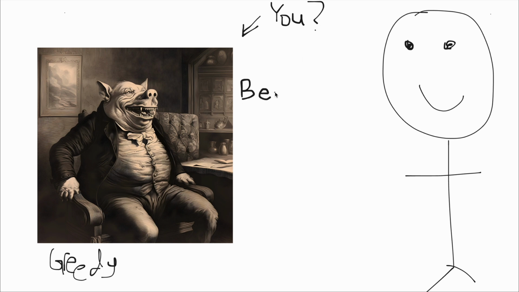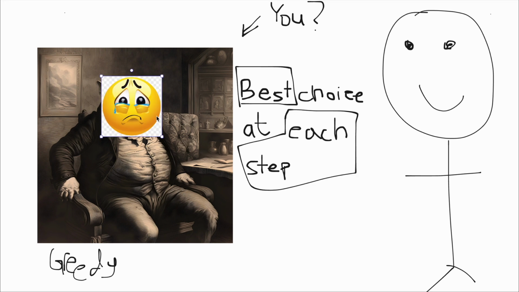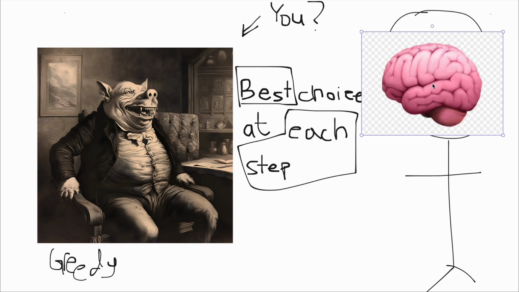A greedy algorithm makes the best possible choice at every step. No looking back and no thinking ahead. It grabs what looks best right now and hopes that it leads to the best overall solution. And sometimes it actually works, sometimes it completely fails. This video is about understanding the difference and when you should be using greedy.